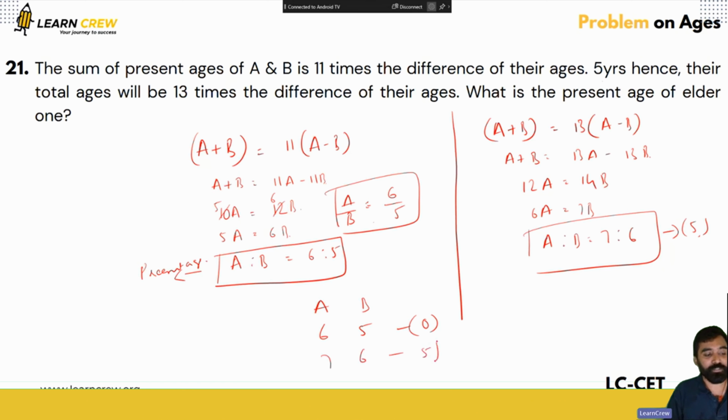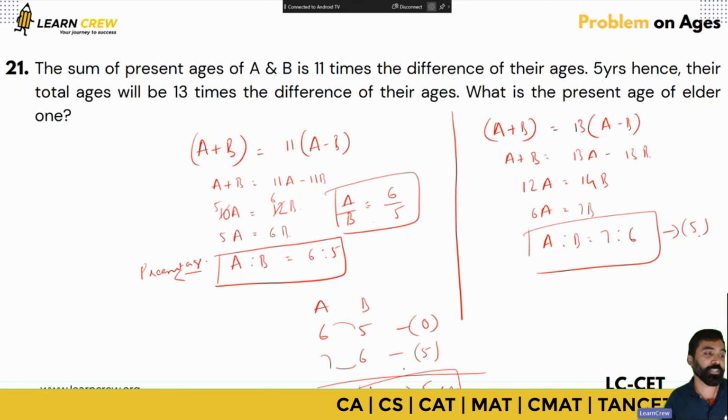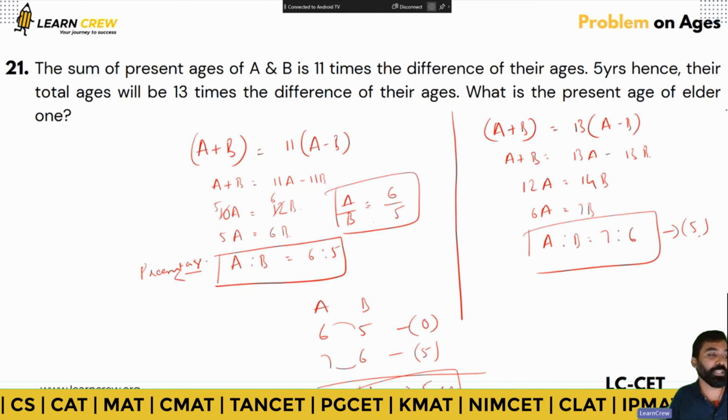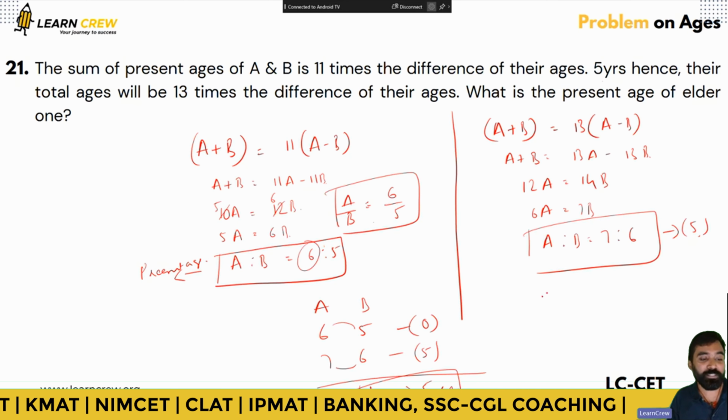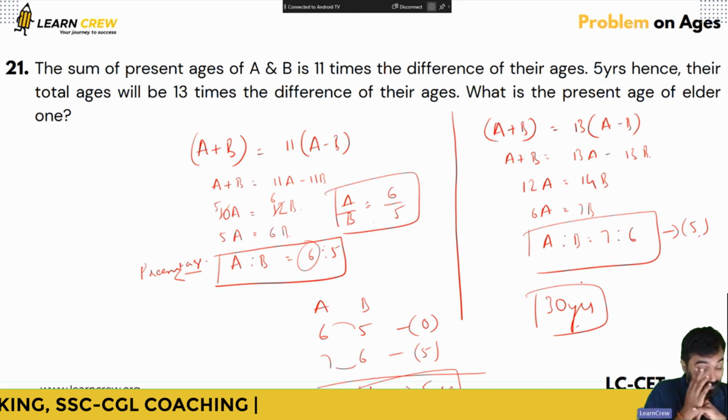7:6. This is after 5 years. The difference between them is 2. This is 1, this is 1. Obviously, this is also going to be 1 ratio equal to 5 years. If 1 ratio is 5 years, what are they asking? What is the present age of the elder one? It is going to be 6 into 5, that is 30. Easy ones, guys.